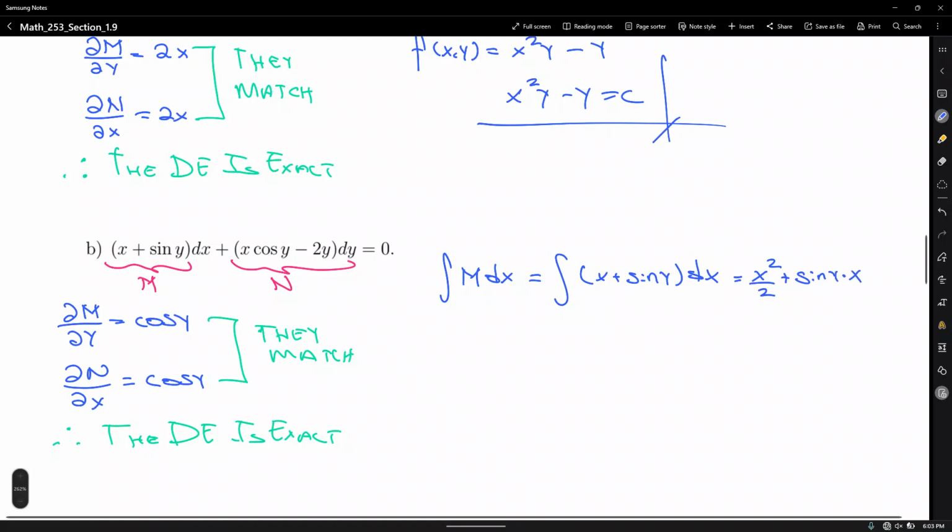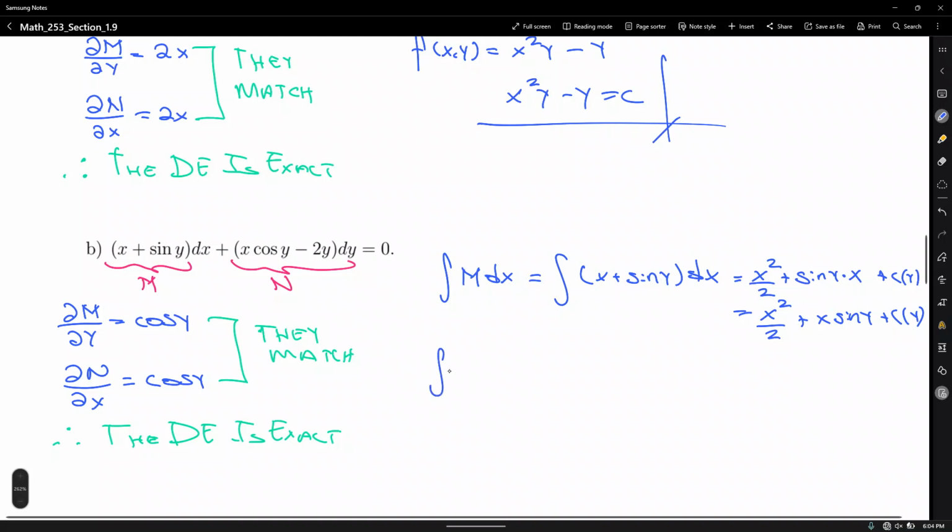Actually, I don't like how this looks because this is a little bit ambiguous, because it's the x part of the angle. So I'm going to rewrite this as x squared over 2 plus x sine y plus c of y. All right? Just to avoid confusion with that x being part of the angle or something, which is not. Careful. All right?